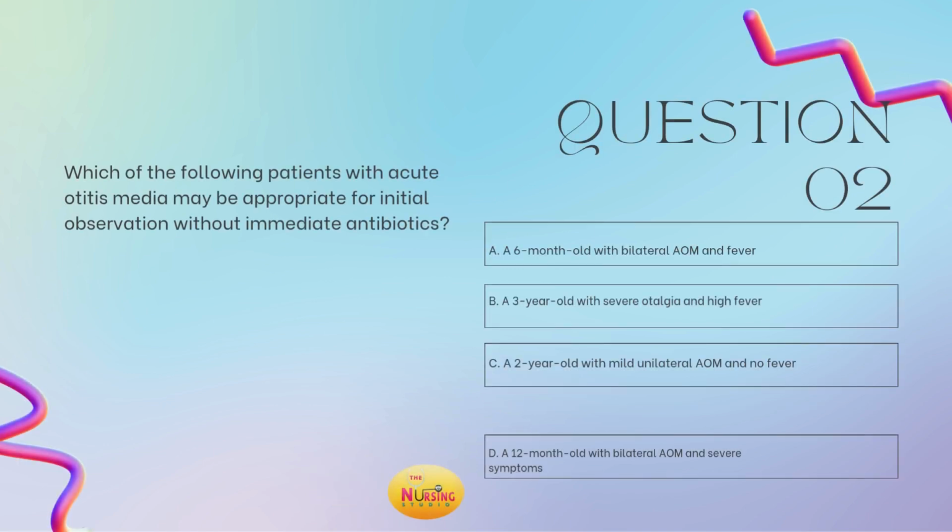Question number 2, which of the following patients with acute otitis media may be appropriate for initial observation without immediate antibiotics? Is it A, a 6-month-old with bilateral acute otitis media and a fever? Is it B, a 3-year-old with severe otalgia and high fever? Is it C, a 2-year-old with mild unilateral acute otitis media and no fever? Or is it D, a 12-month-old with bilateral acute otitis media and severe symptoms?